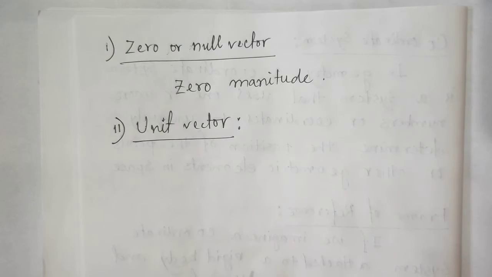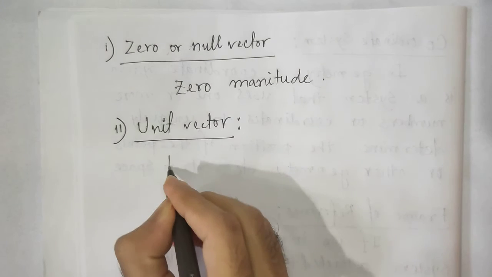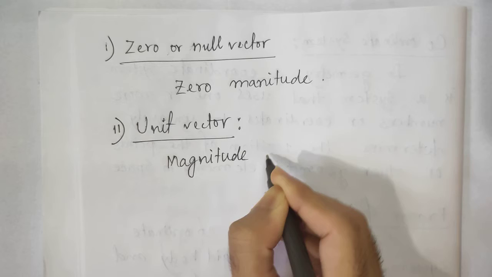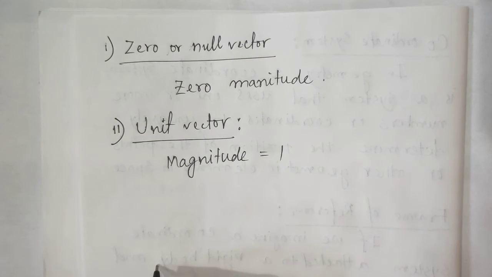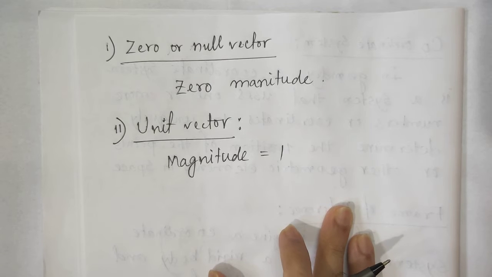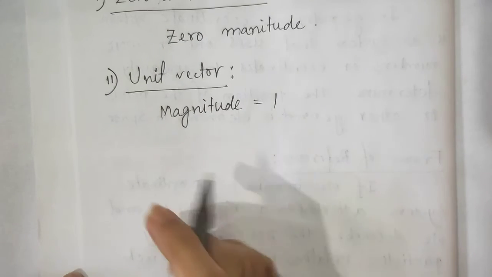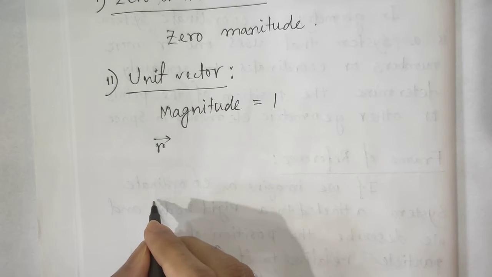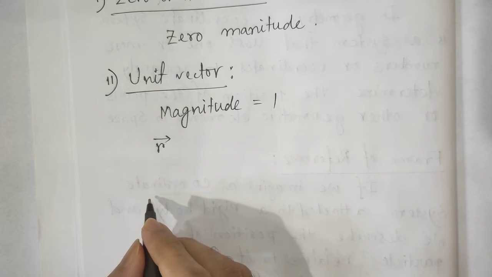What is a unit vector? The vector which has the magnitude of 1, magnitude equals to 1, then the vector is called a unit vector. How we can get the unit vector? Suppose we have a vector that is r and we want to calculate the unit vector of it.